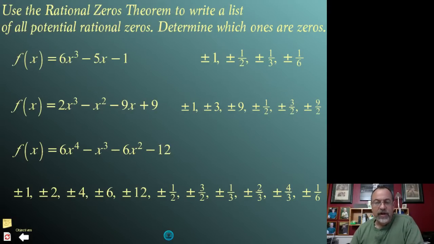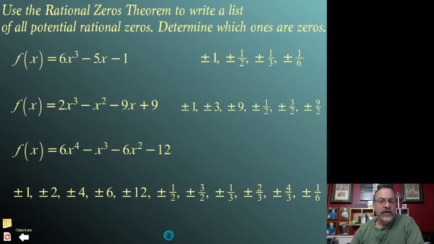A third way to do it, and this is the way we're going to do it, is rather than have you use the remainder theorem for every single value or synthetically divide every single value, I'm going to allow you to use your calculator to narrow this list down even more.